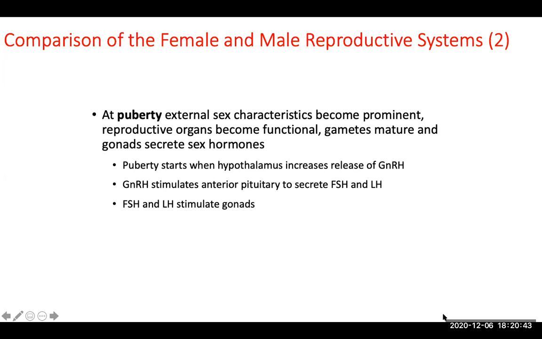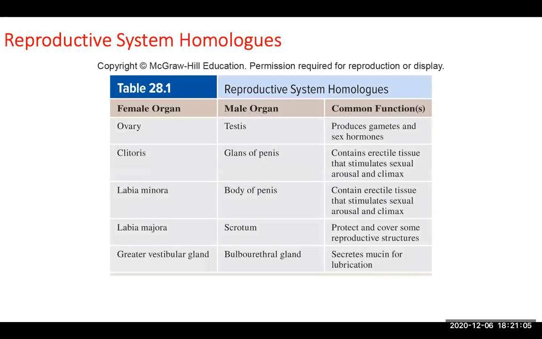Puberty will always begin when your hypothalamus increases release of gonadotropin releasing hormone, that's GnRH, and GnRH will stimulate the anterior pituitary to secrete follicle stimulating hormone and luteinizing hormone, which will stimulate the gonads to start secreting gametes. So this is a good comparison between females and males and the common functions of the two. I'll let you read through that on your own: just basic anatomy and the homologs, the similarities between the two.